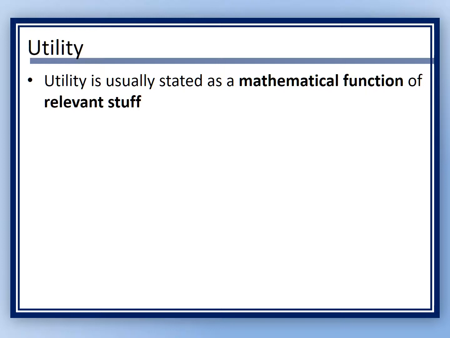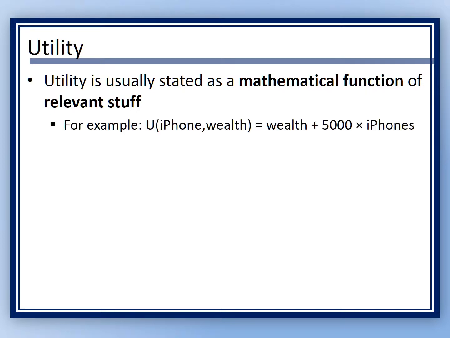Now, utility is usually stated as a mathematical function of relevant stuff. For example, we're going to show you some math, but it's going to be very simple math. Say u is a function that takes in two inputs. The utility depends on iPhone and wealth. And in this example, I just said the function being wealth plus 5,000 times iPhones.